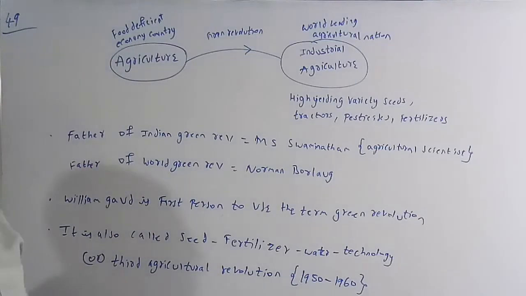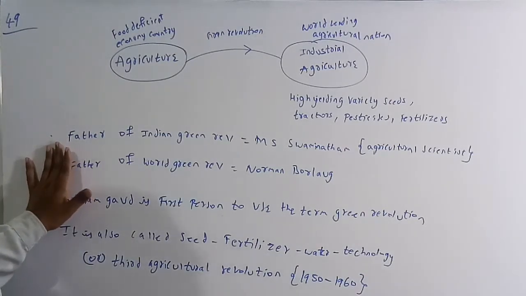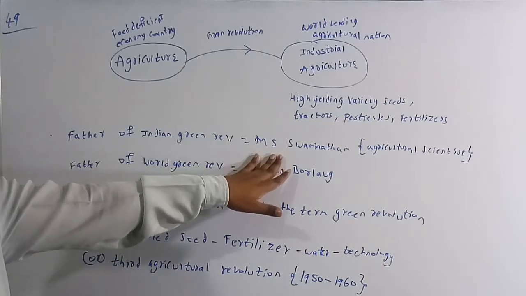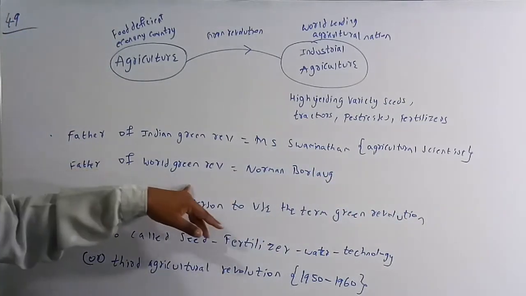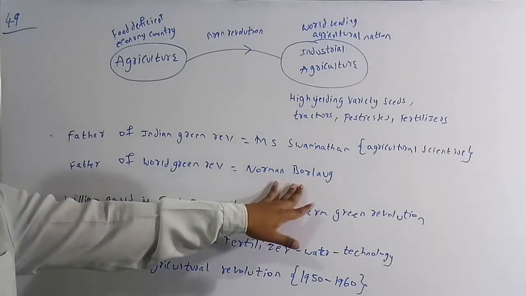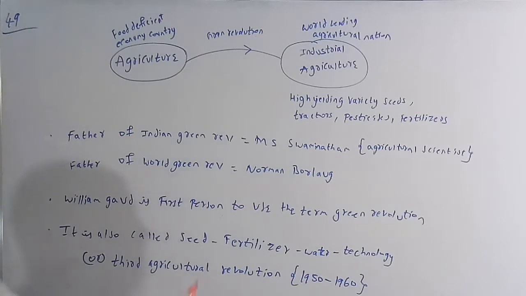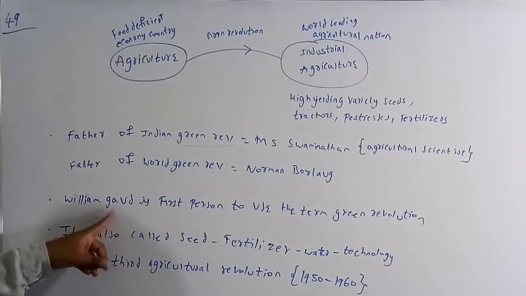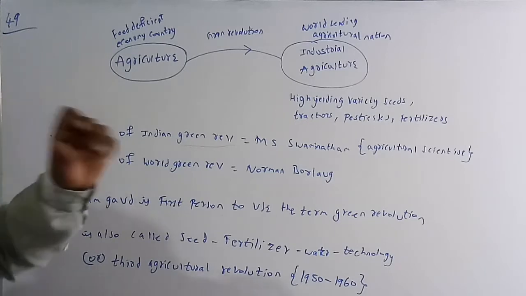Now we'll discuss some of the important facts of this green revolution. The father of the Indian green revolution is M.S. Swaminathan. This person is basically an agriculture scientist. And the father of the world green revolution is Norman Borlaug. This term, green revolution, was first used by William Gaud. William Gaud is the first person to use the term green revolution. So here the meaning of the green revolution is very simple.